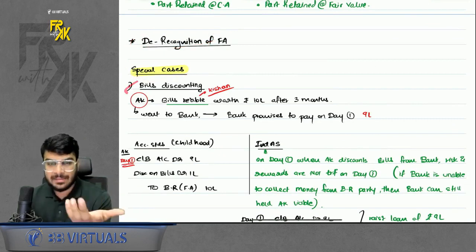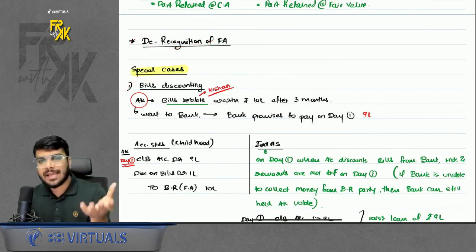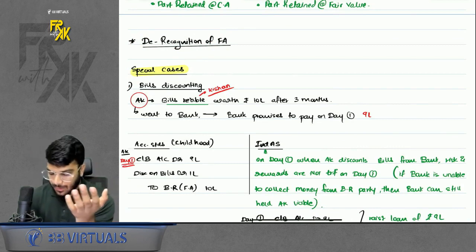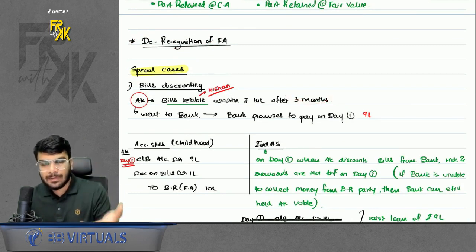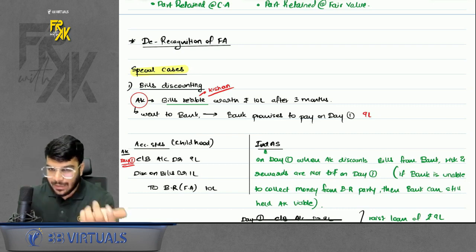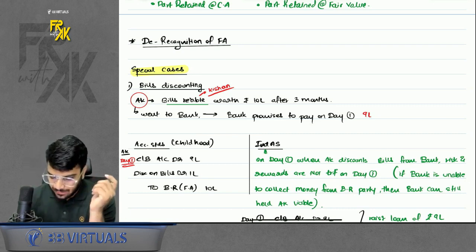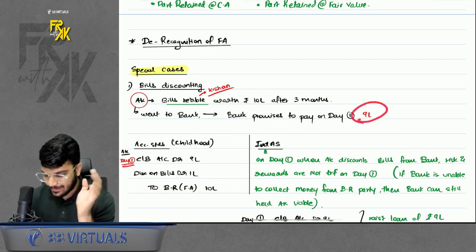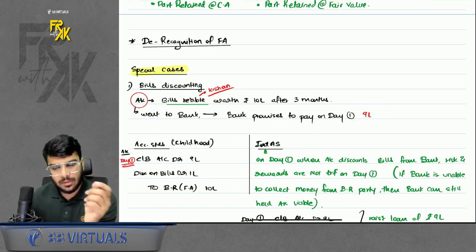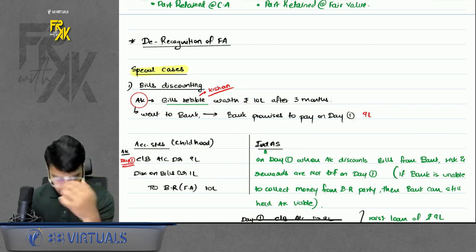First special case is bill discounting. What is the meaning of bill discounting? Let's say I have a bill where I'm going to receive a payment after 3 months. So I go to the bank and tell them that you keep this bill and give me some money. So bank takes the bill and discounts it. For example, the bill is worth 10 lakhs, but bank will only give you 9 lakhs. Why? Because bank is charging 1 lakh rupees interest or commission, whatever you can say.